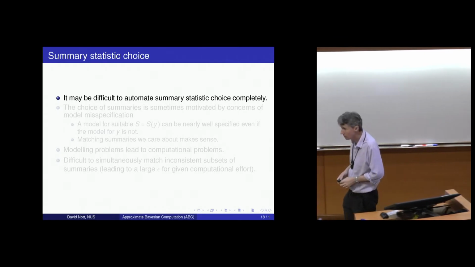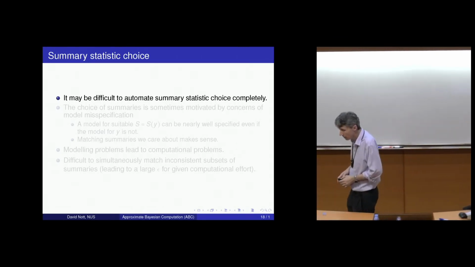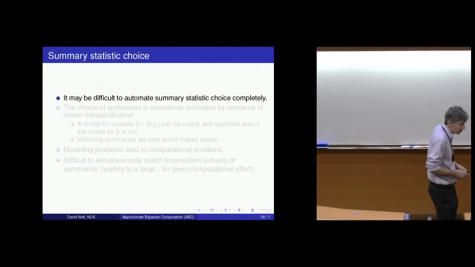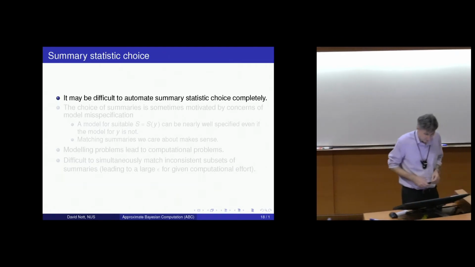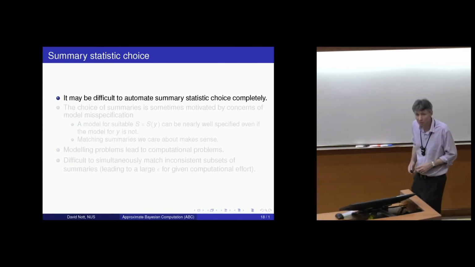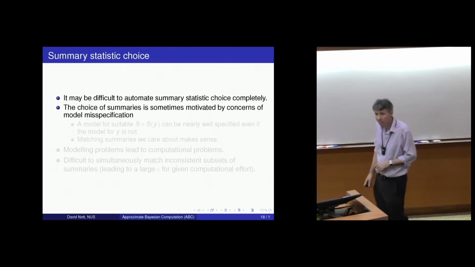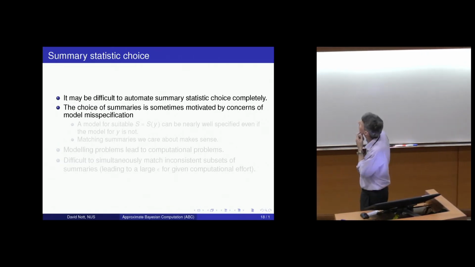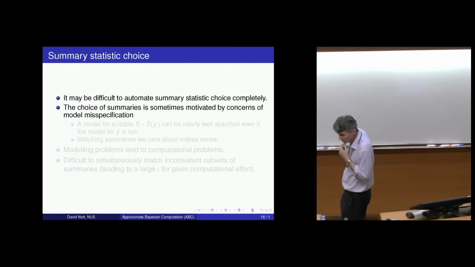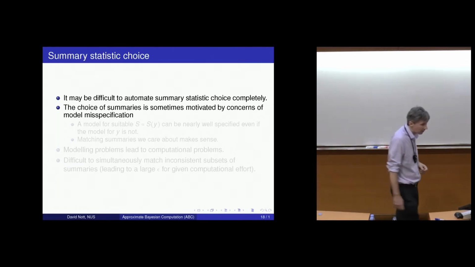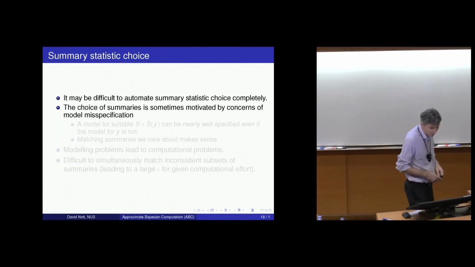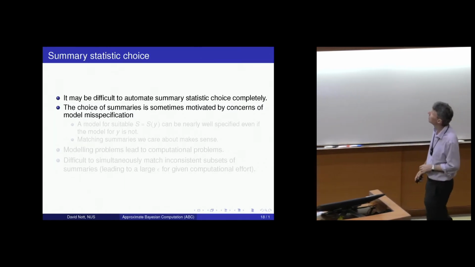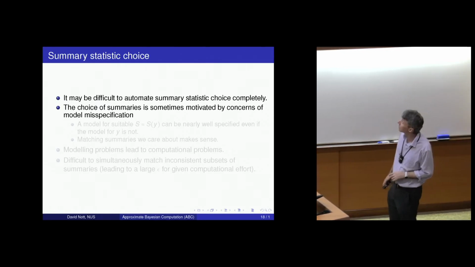Now, sometimes I see people writing in the ABC literature that the summary statistic problem is not yet solved, okay? And that's certainly true, but I don't think it'll ever be solved. I don't think you can ever completely automate summary statistic choice for a few reasons. One of the main reasons is that sometimes the choice of summary statistics can be motivated by concerns of model misspecification. And that's very much problem specific, I think.